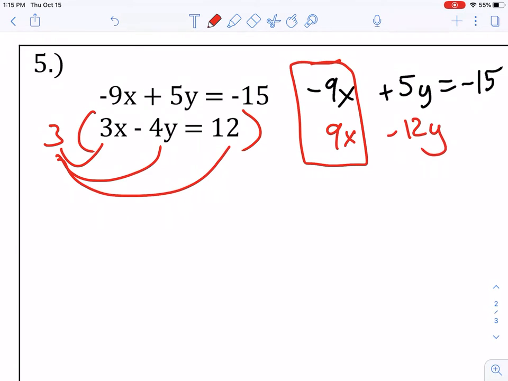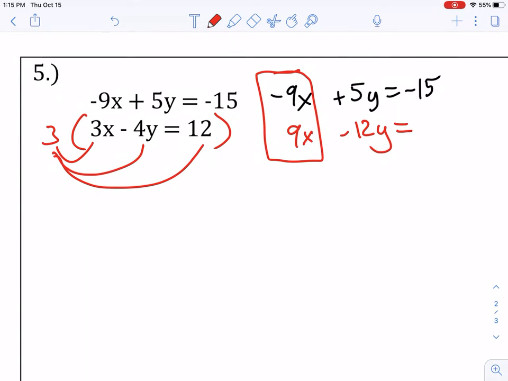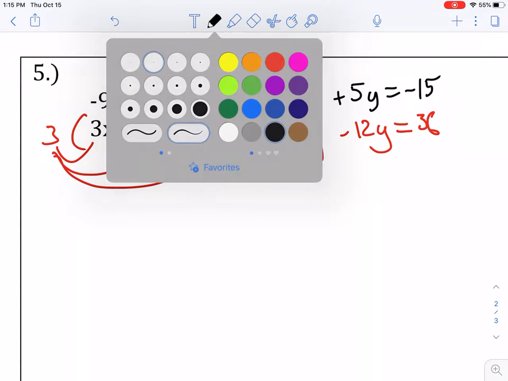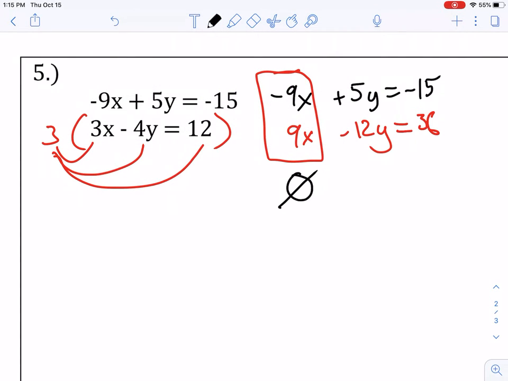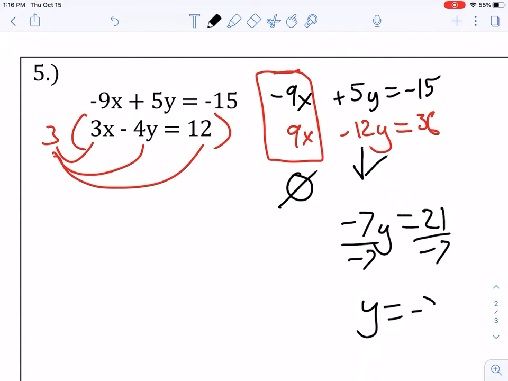Minus 12y equals 36. And if I needed to, I could multiply by a negative 3, but in this case I didn't need to. So 3 times 12, 36. Okay, I already kind of boxed it because I knew that those would cancel out. 5y minus 12y is going to give us a negative 7y. And we have a negative 15 and a positive 36. Signs are different, so we'll subtract and keep the sign of the larger number, 21. I'm now dividing negative 7 to find that y equals negative 3.